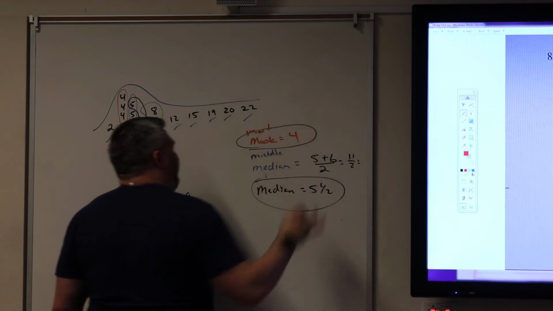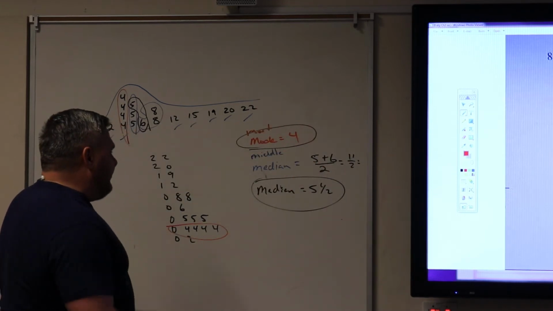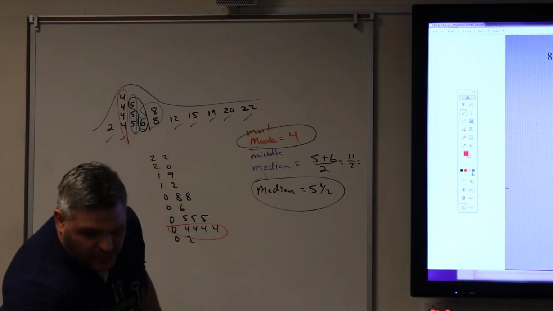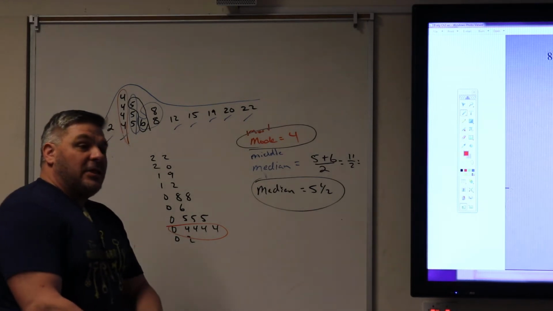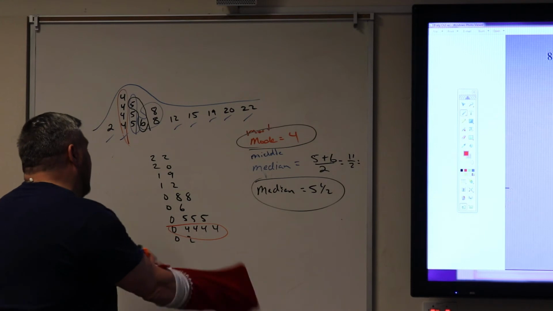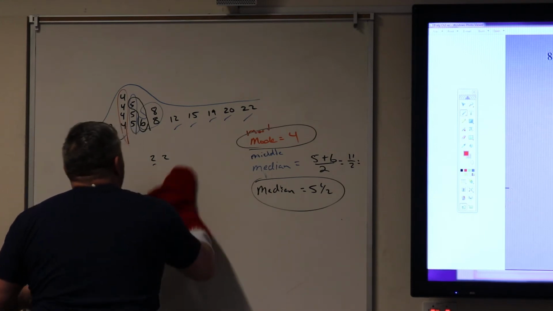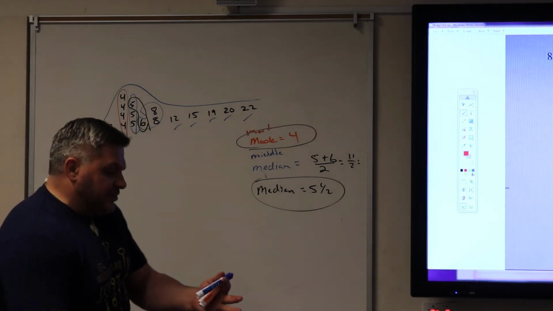So we have the mode at 4. We have the median at 5.5. And then we want to think about the mean, right? And to do the mean, do you remember how to do the mean? Anyone?